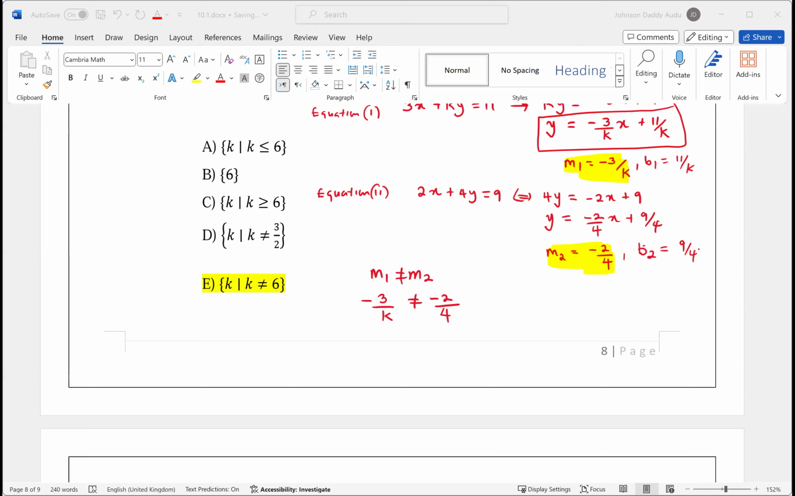So if you want to solve this one, what does that mean? It means minus 3 over k. You can even drop the minus. So 3 over k is not equal to 1 over 2. And what does that mean? It means that k is not equal to 6. Right? So that is why we have this answer here. Every k, but k is not equal to 6. All right? So that's it.